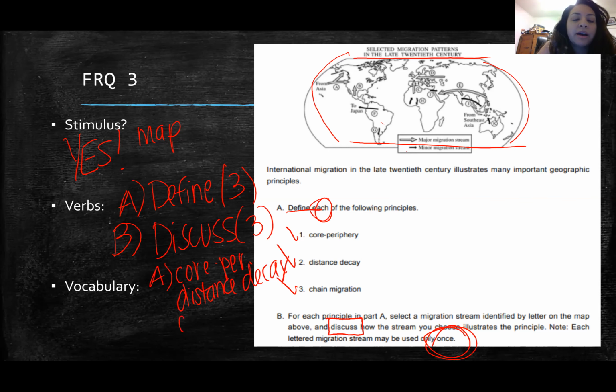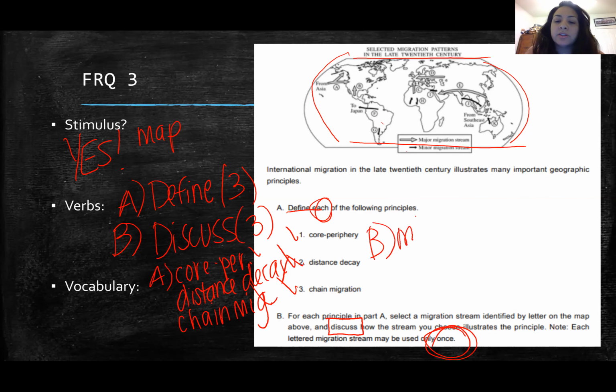And then you also have chain migration. All right, so you have those 3 vocabulary words. And then on letter B, you're going to look at all of these for letter B. In addition to those, you have to figure out the migration stream, which is easy because they've already identified them for you.